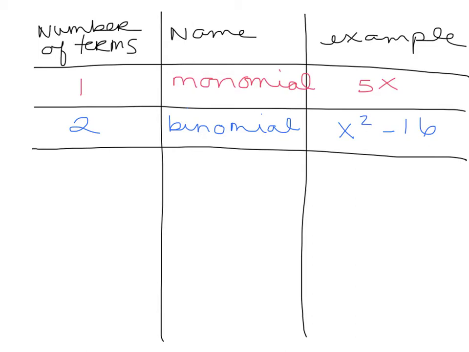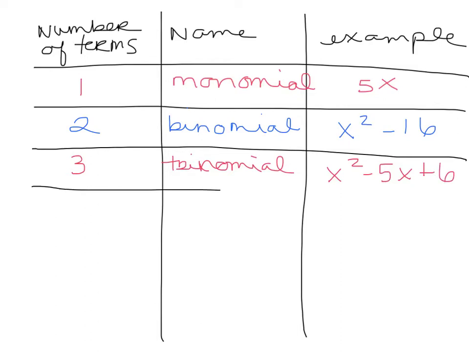3 terms is considered a trinomial. We've been looking a lot at trinomials, so x squared minus 5x plus 6 is an example of a trinomial. There's the x squared, the 5x, and the 6. There's 3 different things there.